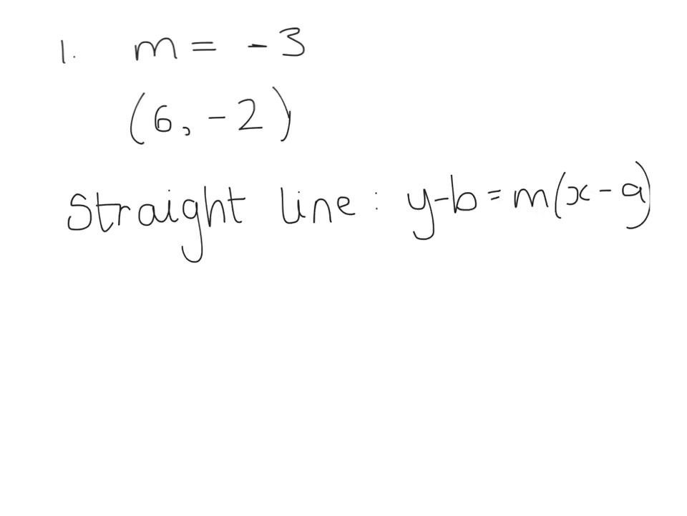So starting with question 1 on the non-calculator, you're told the gradient is -3 and the line passes through the point (6, -2). The equation for a straight line is y minus b equals m times (x minus a). We know that m is -3, and we have a and b. All we are doing is substituting m, a and b into this equation and then rearranging it so it is in the form y equals and so on.